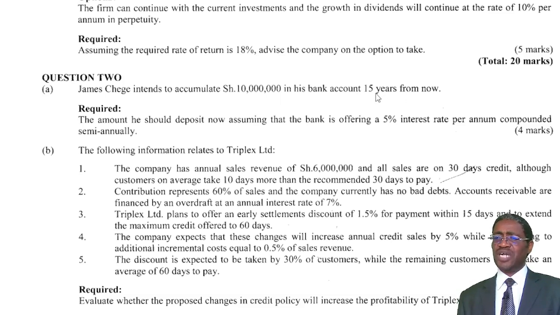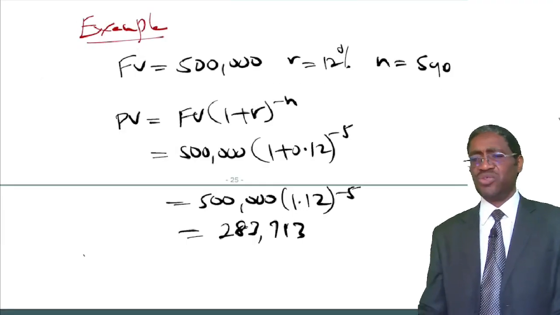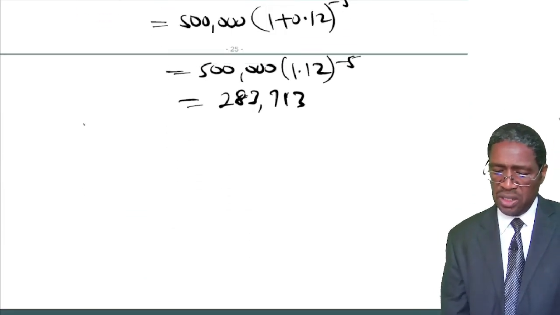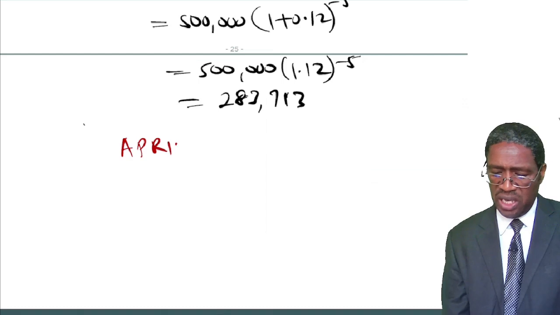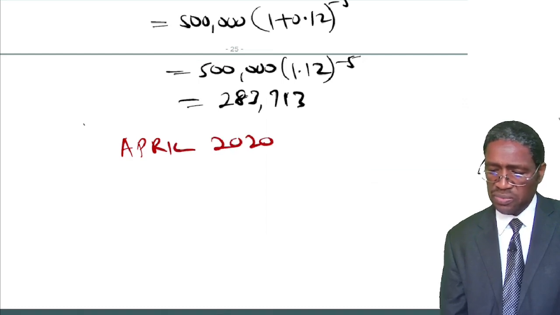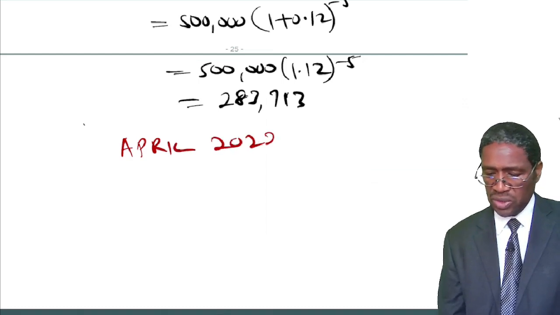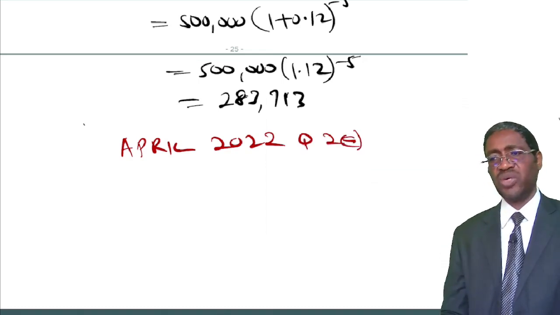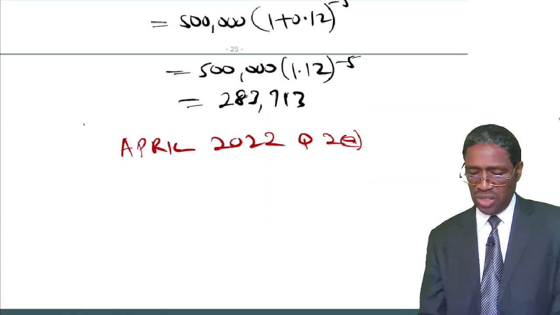So this guy wants to get 10 million. How many years from now? 15 years from now. What's the rate of interest? The rate of interest is 5%, and it is being compounded semi-annually. Good. Let's do that question now. This is a question that came in April 2022, question number 2A. That's the one we are doing.